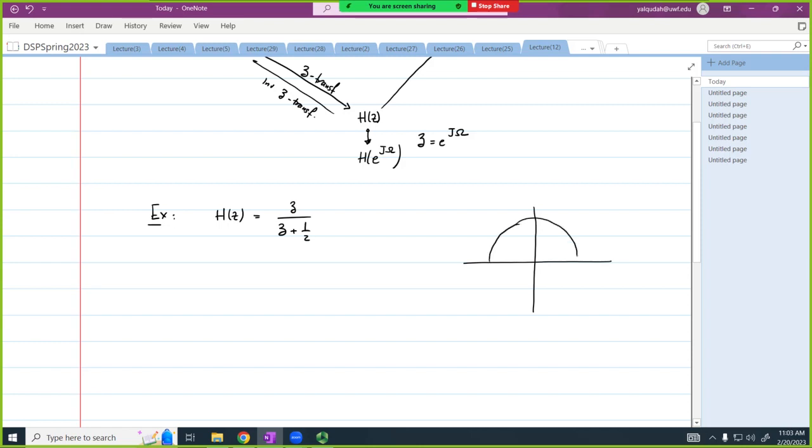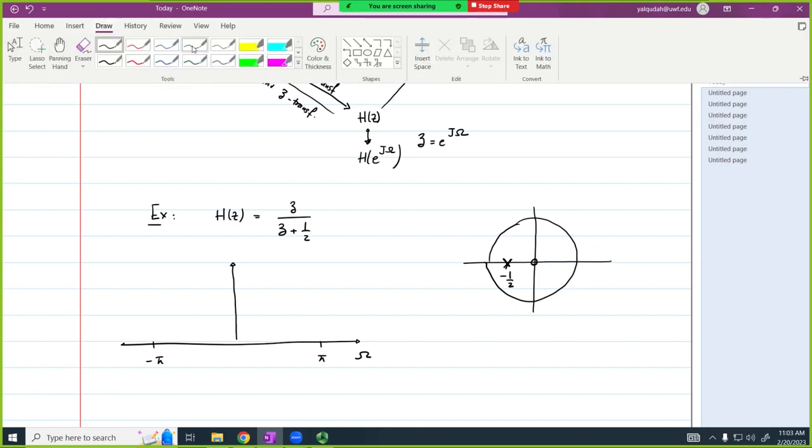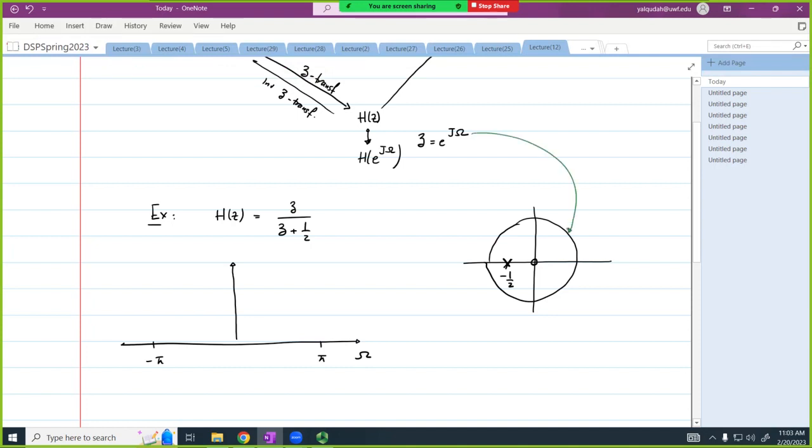This is the unit circle. And I have a pole at negative 1/2. I have a zero at the origin. And therefore, I can plot the frequency response of this filter, of this H(z). And we said we're going to go from negative pi to pi. And the way we're going to do it, we're going to walk around the unit circle because it represents e^jω. e^jω is the unit circle.